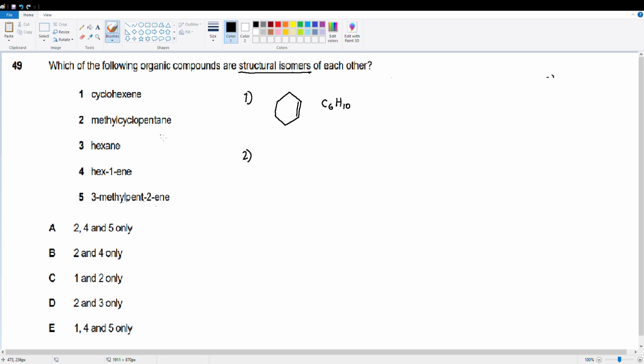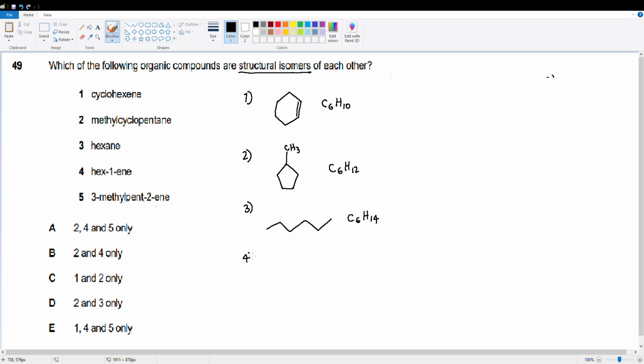It's methylcyclopentane. We first draw the pentagon shape like that, and then on top of it the methyl group. So its formula will be C6, since we have an additional methyl group carbon, and H12. And then the third one is hexane, so it's 6 carbons as well, C6H14.